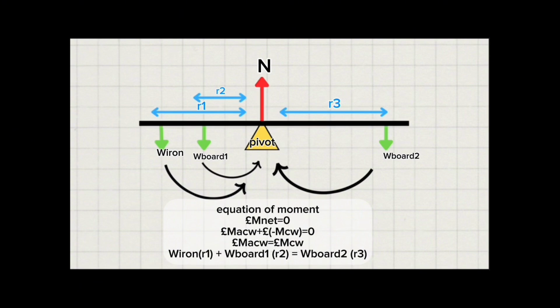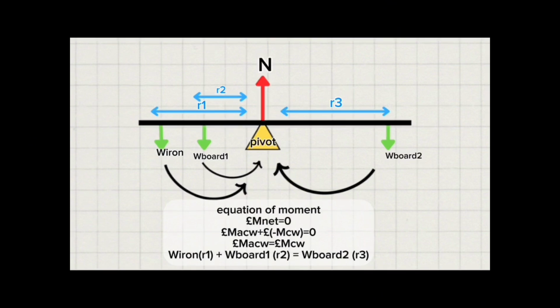So if we think logically, the weight on the left side is heavier than the right side, right? Then how is it in equilibrium? The distance between the iron and the pivot is shorter than the distance from the pivot to the weight of board 2 on the opposite side. A smaller weight, weight board 2, can create the same torque as a larger weight, weight iron, if its distance, R3, from the pivot is longer.